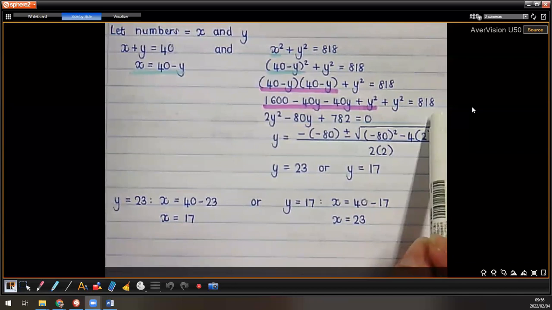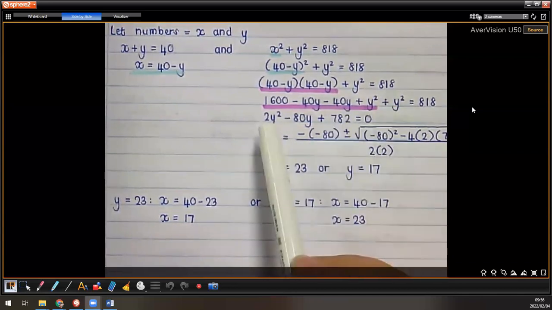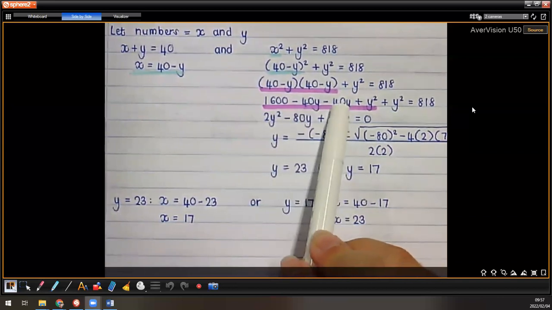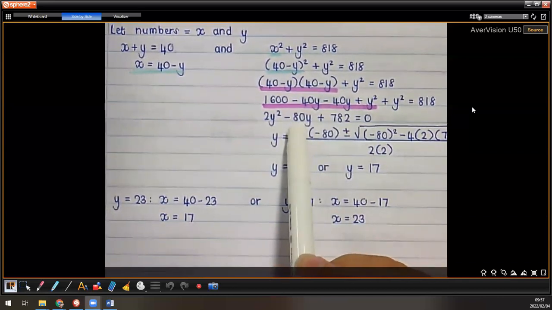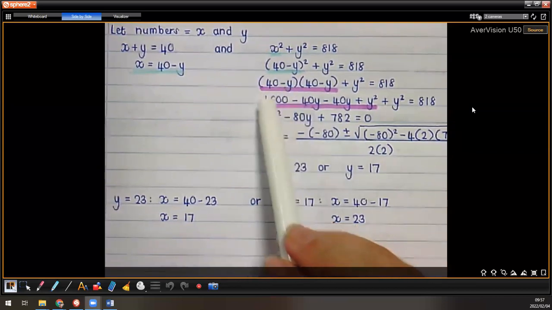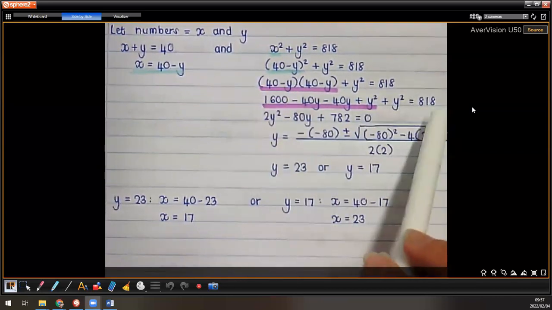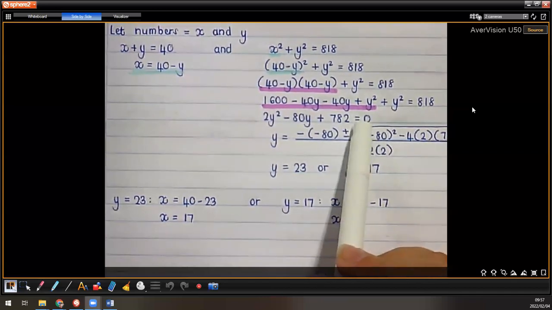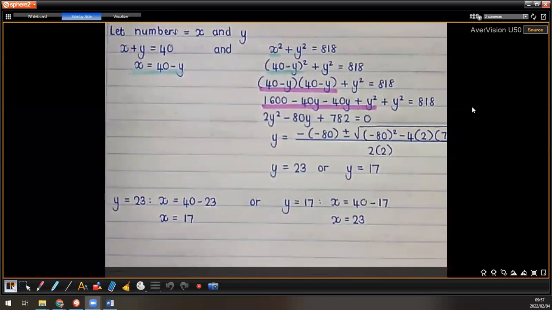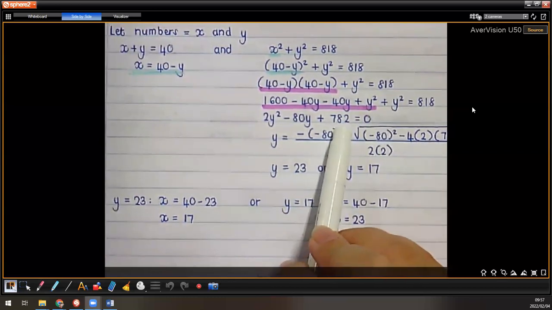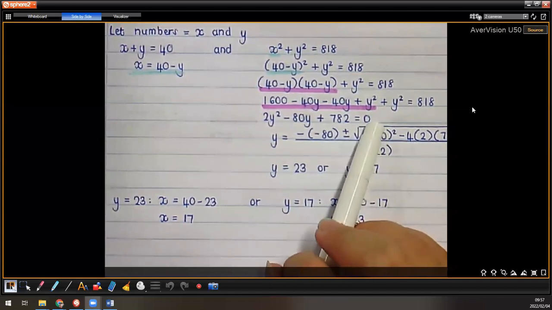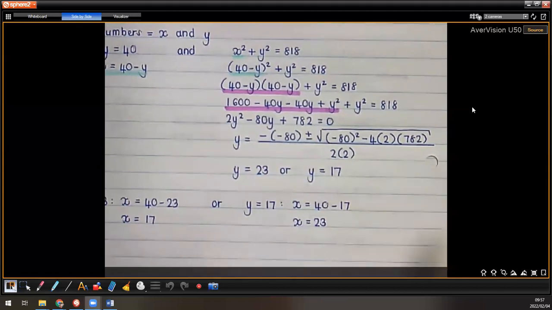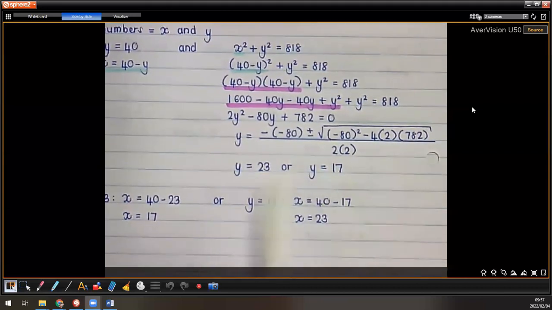And then you need to collect like terms. So you're going to have y squared plus y squared is 2y squared. Negative 40y minus 40y is negative 80y. And then here you're going to have 1,600, but then this 818, when you bring it across, is going to become negative 818. So 1,600 minus 818 will give you 782. And then that is equal to 0. Then you need to put all of that into the quadratic formula, work it out, and you will get two answers for y.